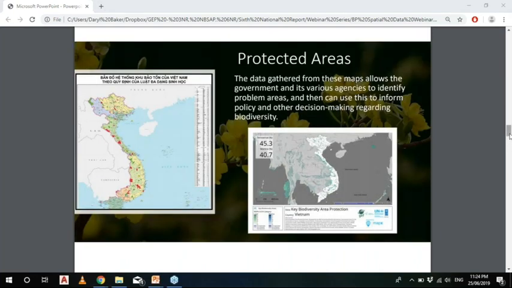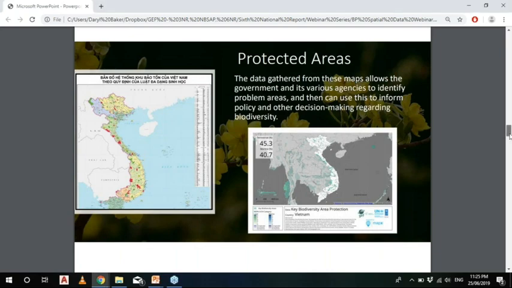So we are also using spatial data to show where things are. You can see the map on the left is the system of different terrestrial PAs in Vietnam, and you can see where they are from the north to south and from the east to the west. These maps also allow the government to identify where the problems are, and this information is very important and useful for the decision-making process, especially on biodiversity.